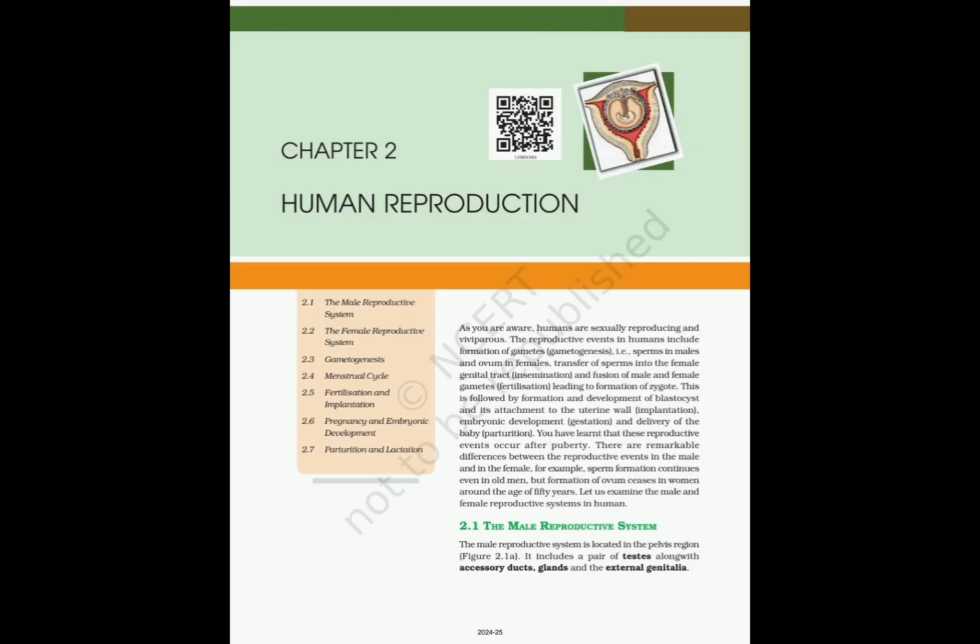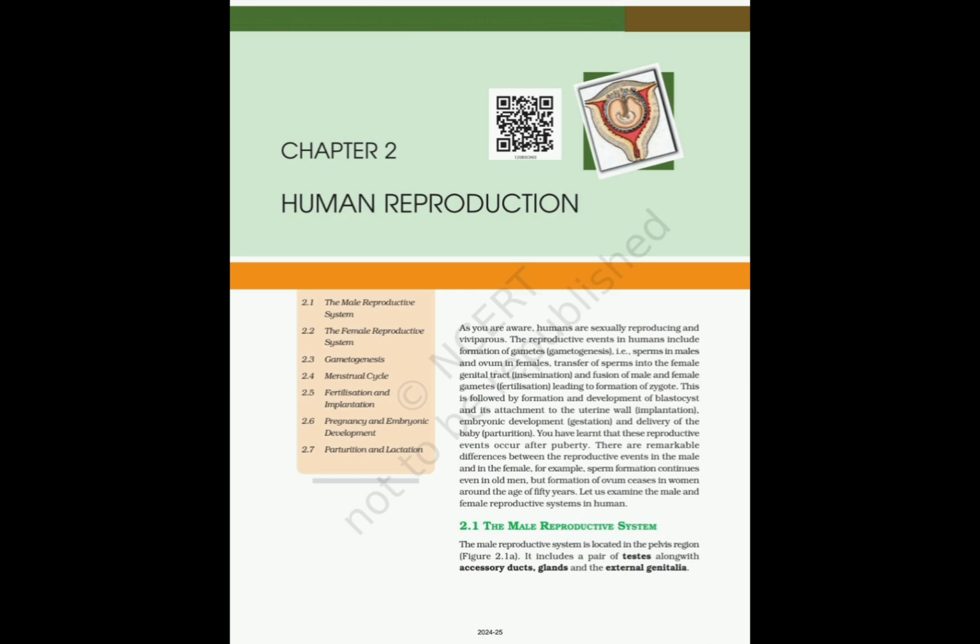Human reproduction. As you are aware, humans are sexually reproducing and viviparous. The reproductive events in humans include formation of gametes, gametogenesis, that is, sperms in males and ovum in females, transfer of sperms into the female genital tract, insemination, and fusion of male and female gametes, fertilization, leading to formation of zygote. This is followed by formation and development of blastocyst and its attachment to the uterine wall, implantation, embryonic development, gestation, and delivery of the baby, parturition.